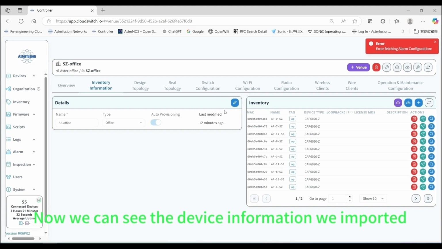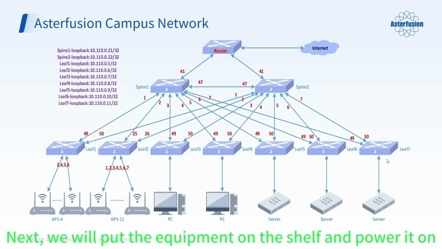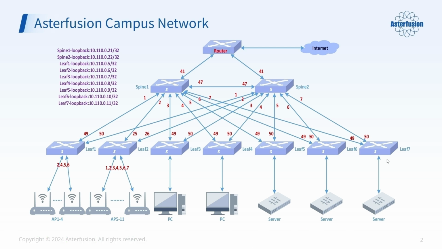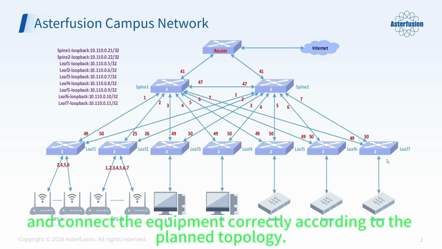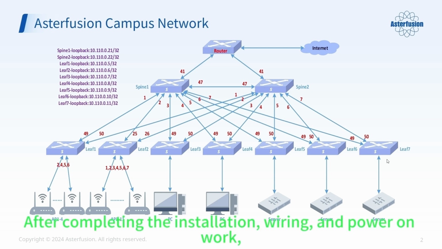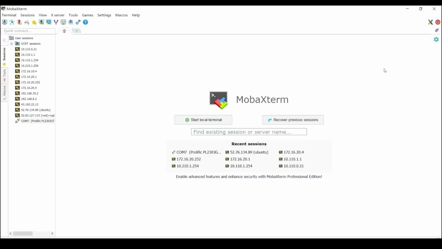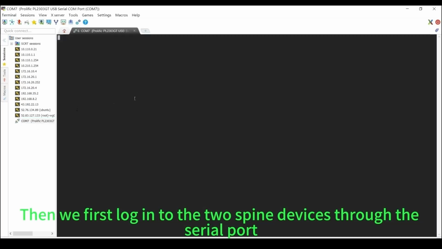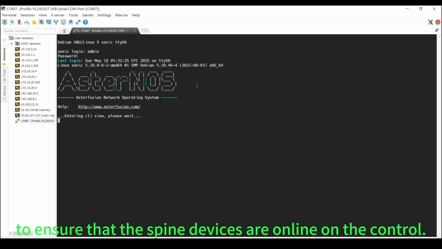Now we can see the device information we imported in the warehouse. Next, we will put the equipment on the shelf and power it on. Deploy the AP to the designated location and connect the equipment correctly according to the planned topology. After completing the installation, wiring, and power on work, the device online work can be started. Then we first log into the two spine devices through the serial port and configure temporary internet access information to ensure that the spine devices are online on the controller.